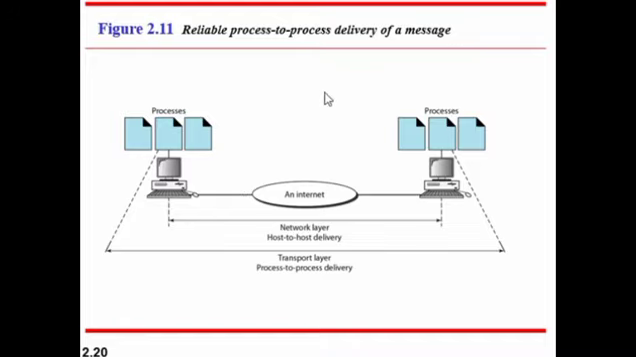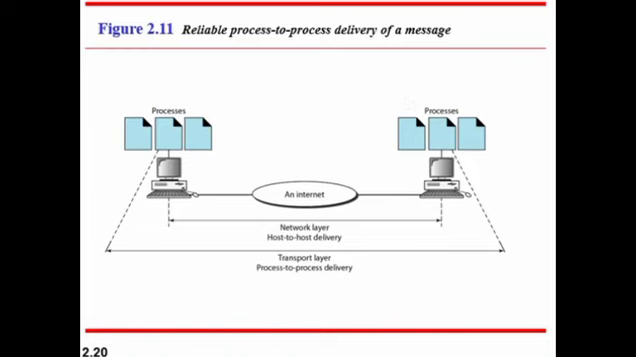Process to process, we can say source to destination, host to host. So here the host is the source and here the host is the destination, right? Process to process delivery, yes, we can say it. This is the source and this is the destination. In between there is some communication line or internet, we can say. So it is a very reliable delivery of a message through the transport layer.